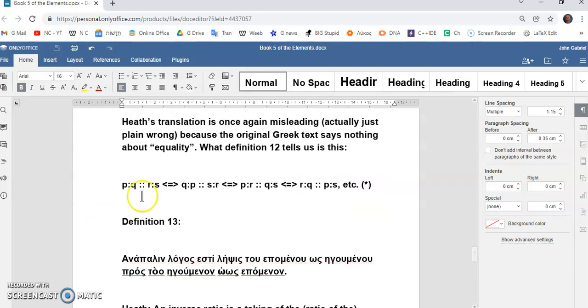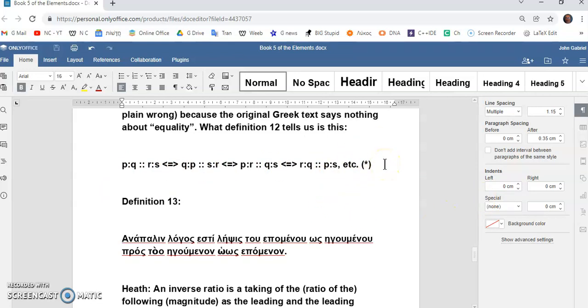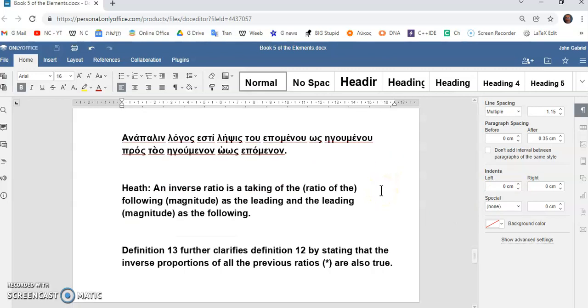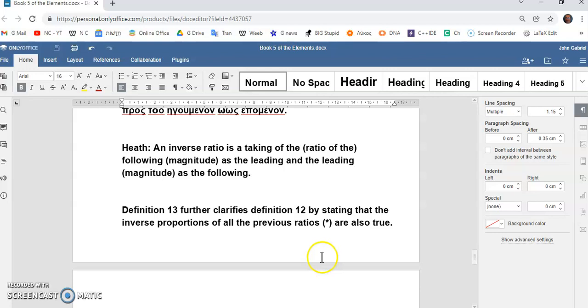I'm not going to read the Greek because it's not going to mean anything to you. It tells us this: you can take any combination of the magnitudes in the ratios, provided they maintain their relative position. These are just a few examples of how you could flip the magnitudes around. And you'll see now in definition 13 that it clarifies definition 12, which says that the ratios can have inverse proportions of all the previous ratios.